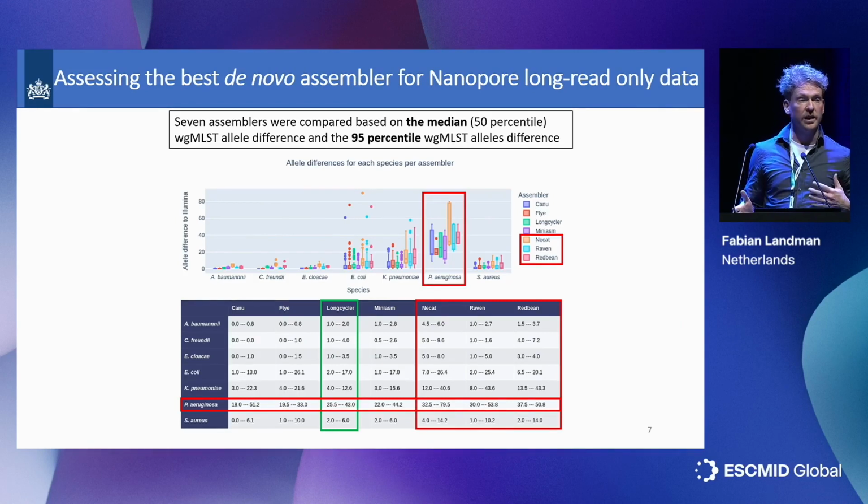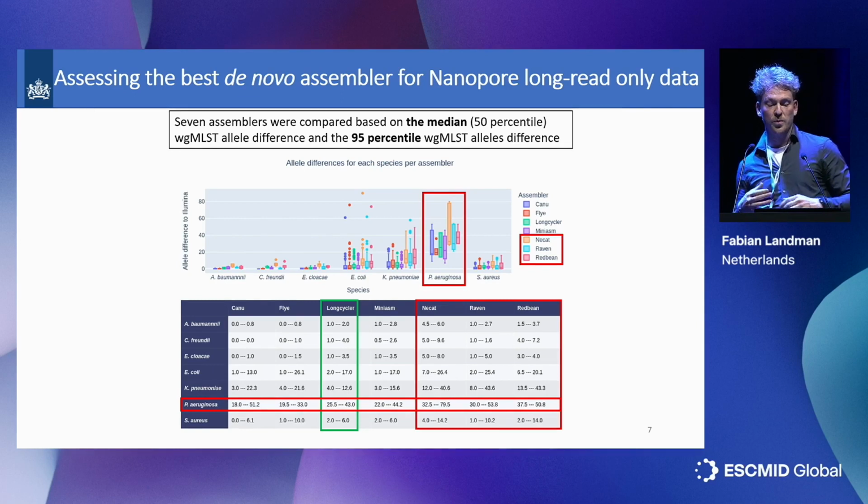So next up, we looked into the 7 different assemblers, which of these assemblers actually performed the best. And we looked at the median and the 95th percentile allelic difference again. So here we find that 4 assemblers perform pretty well. That's Canoe, Fly, Long Cycler, which is Unicycler's long read option, and Miniasm. And those last 2, Unicycler and Miniasm, both use Miniasm, but they have a slightly different polishing step in between on their own.